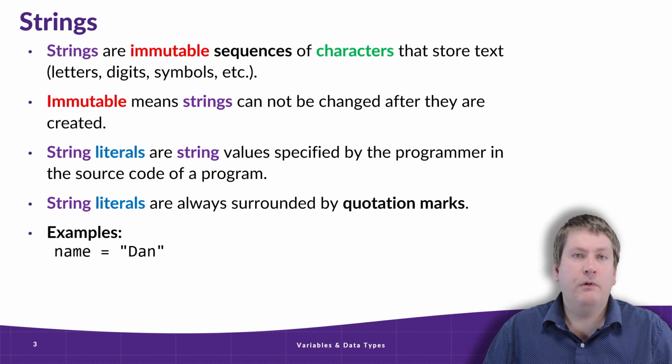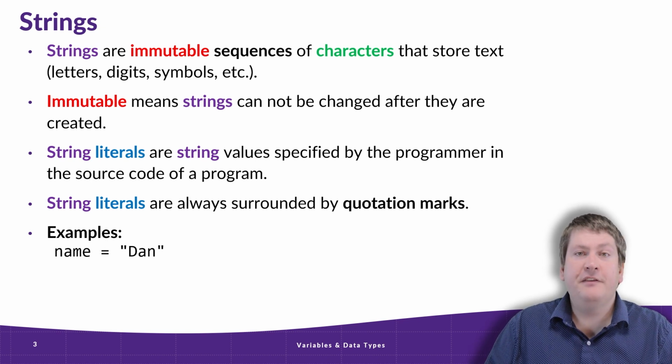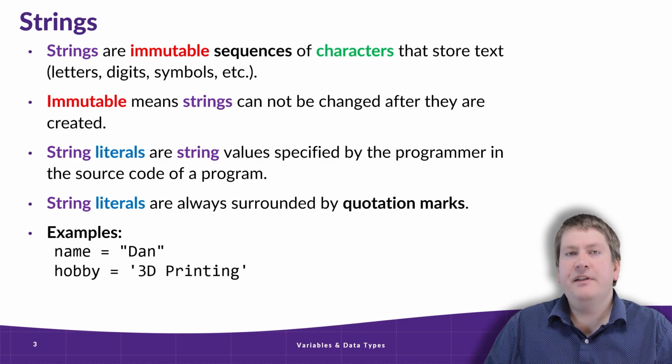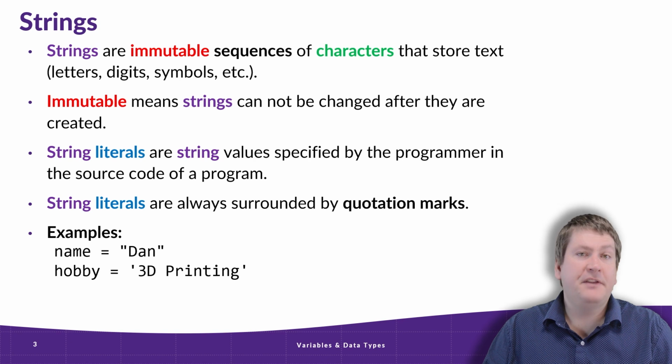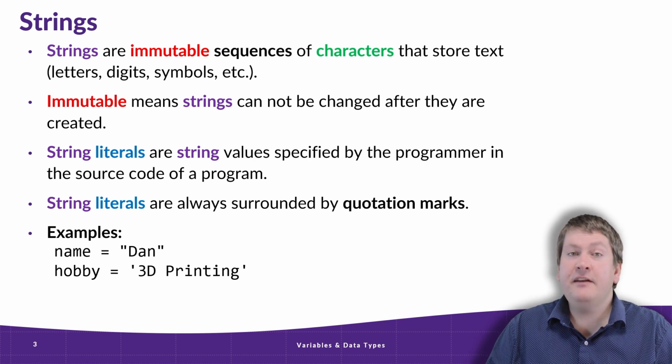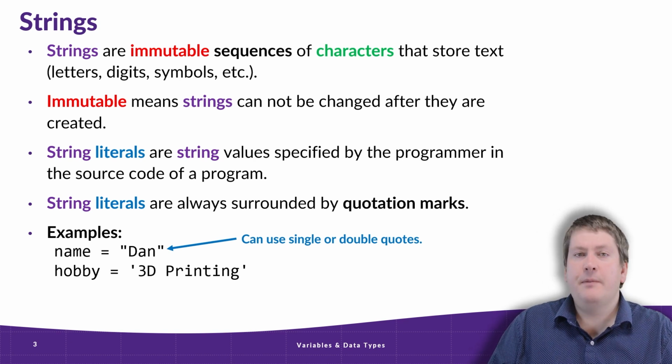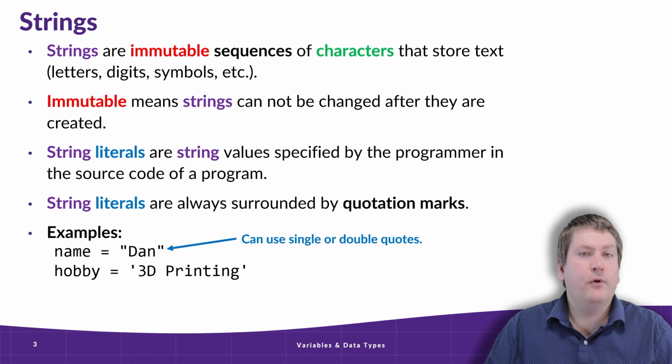Dan here in double quotes is a string literal. Its value is stored in a string object, which is assigned to the variable name. Here we see an example of a string literal using single quotes, which contains the text 3D printing. There's no difference between double and single quotes, except in one minor case that we'll be seeing soon. The PEP 8 style guide states that either form is acceptable, but you should pick one and stick to it. Avoid switching back and forth between the two styles without reason.